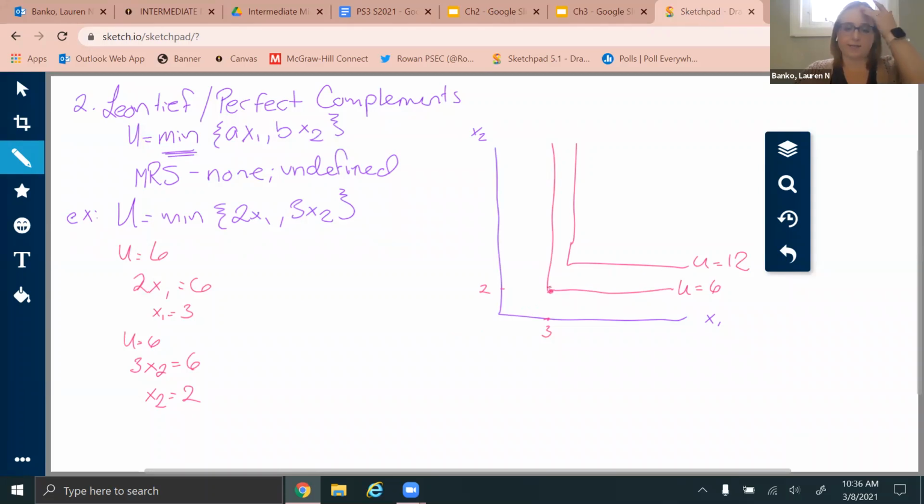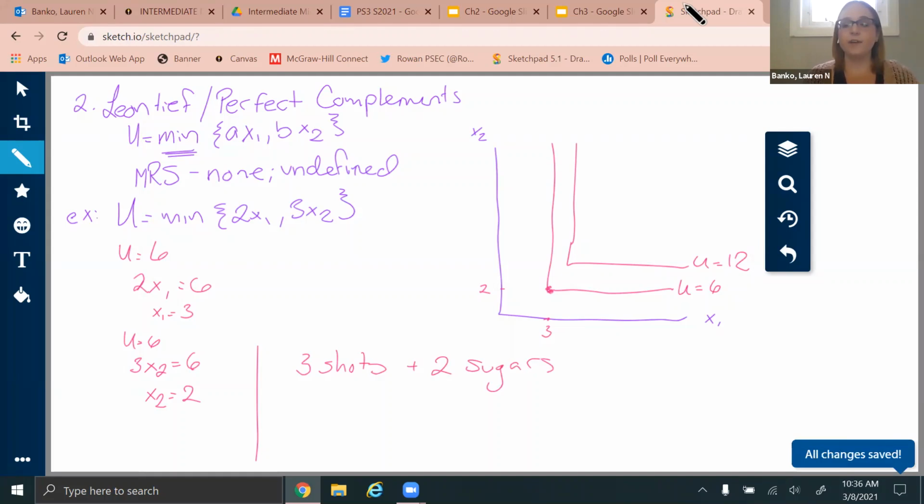Now what this does is maybe this is our perfect cup of coffee. And to get that perfect cup, we want 3 shots of espresso and 2 sugars. That makes us happiest. And we call them complements, perfect complements, because they go together to make this good, right? We need them in a fixed proportion. If I don't have this proportion, I'm really not happy. I'm very picky here. So I need 3 shots of espresso and 2 sugars, and that's this point.